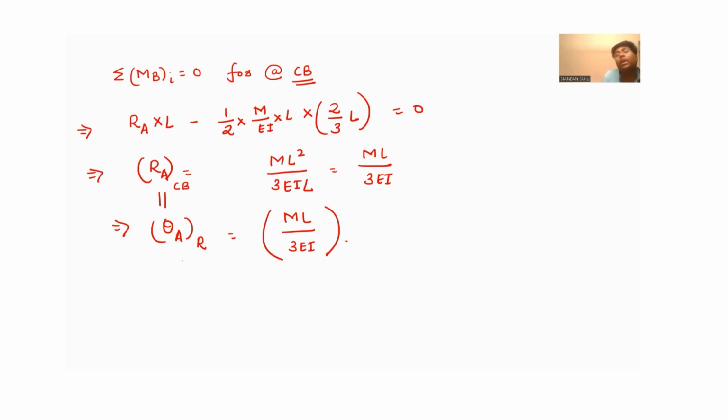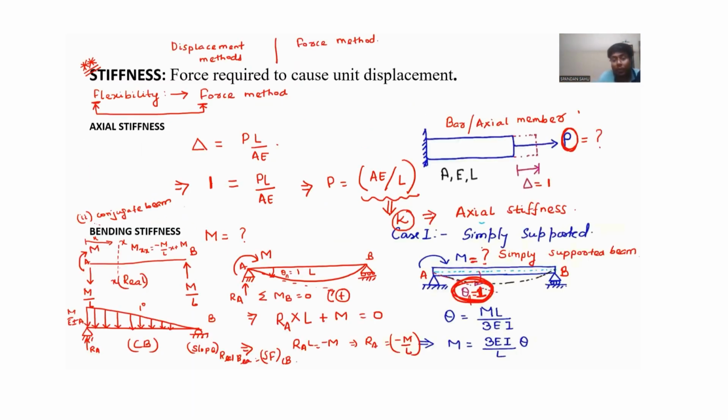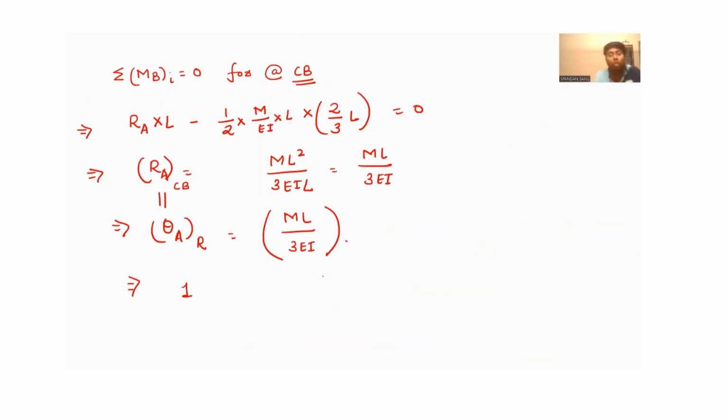But what is our theta value actually? To determine stiffness, your theta is 1. We are interested in theta A being 1. What should be the moment applied at this joint A? So put theta A as 1, and that should be equal to ML upon 3EI. From here, you will get M as 3EI upon L.